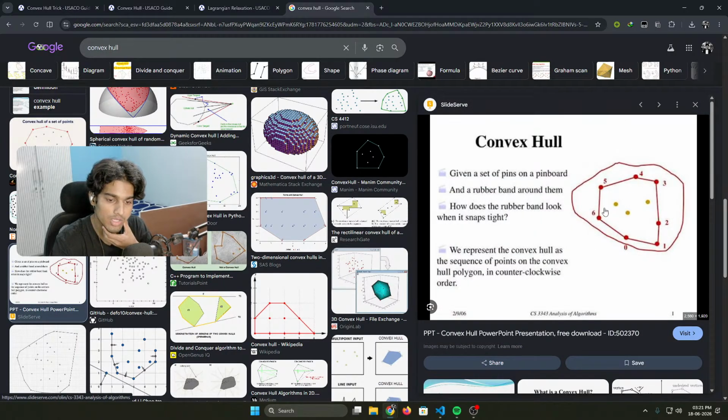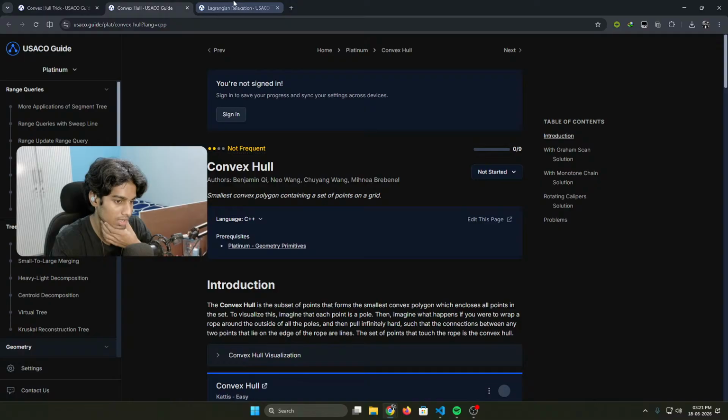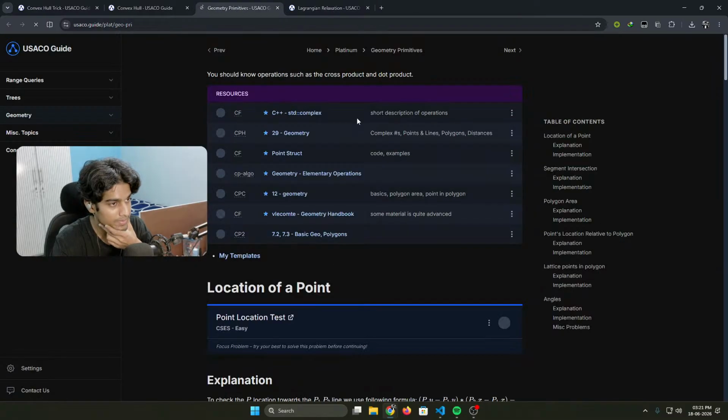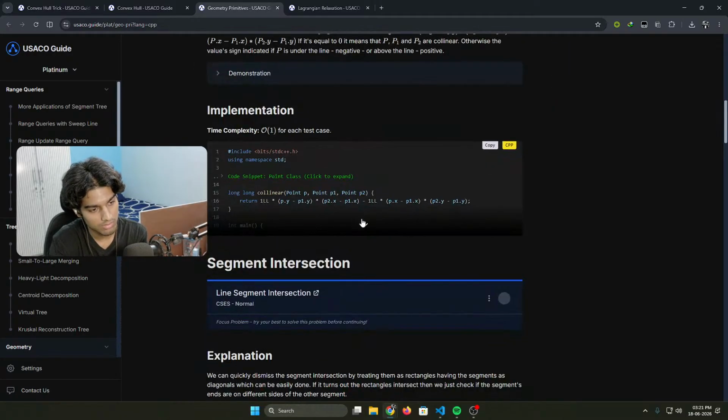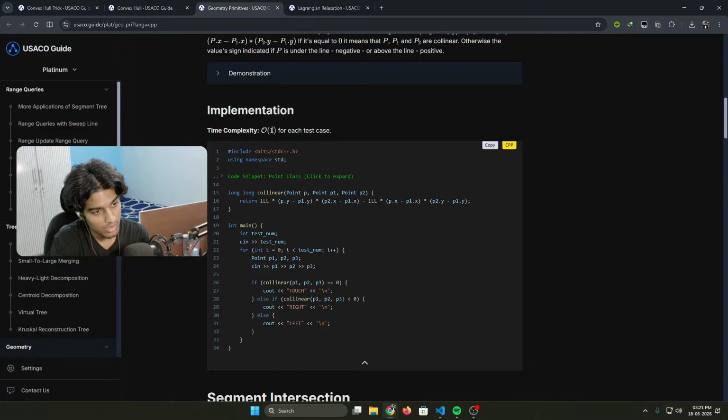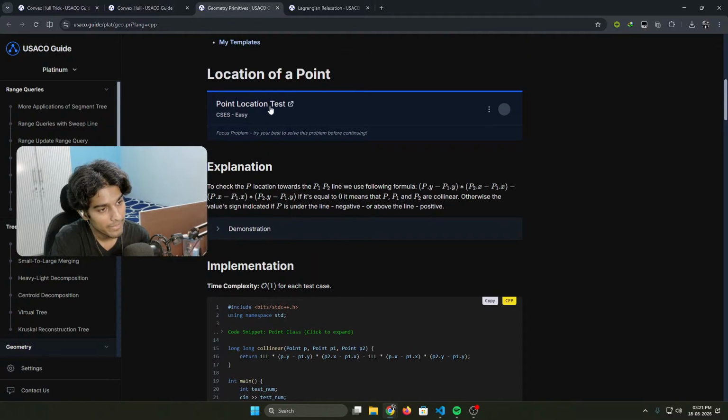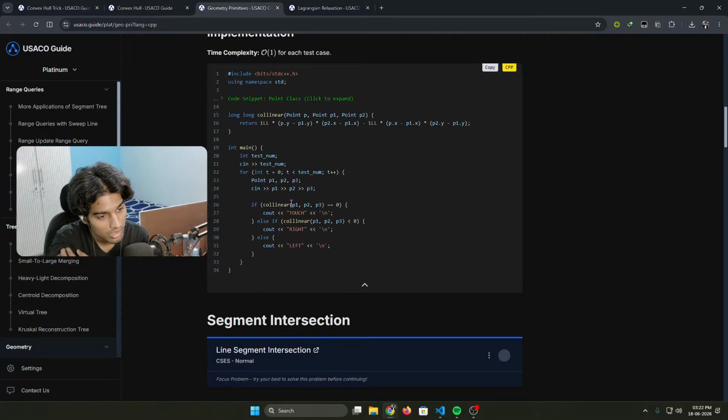Okay, so I already know what a convex hull is. Fine. Geometry primitives. This is basic maths, right? What is this? It means that P1, P are collinear. Otherwise, the value sign indicates if P is under, negative or positive. So there is a line, there is this point. Collinear means it lies on the line. Wait, what?